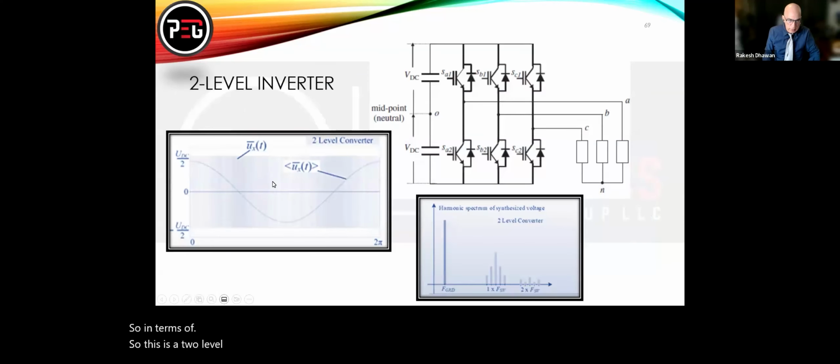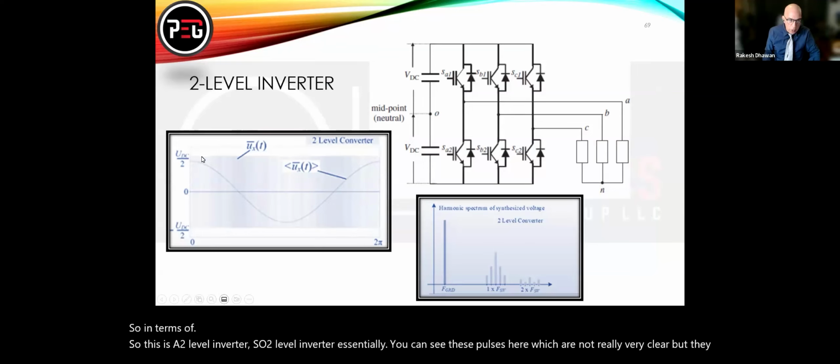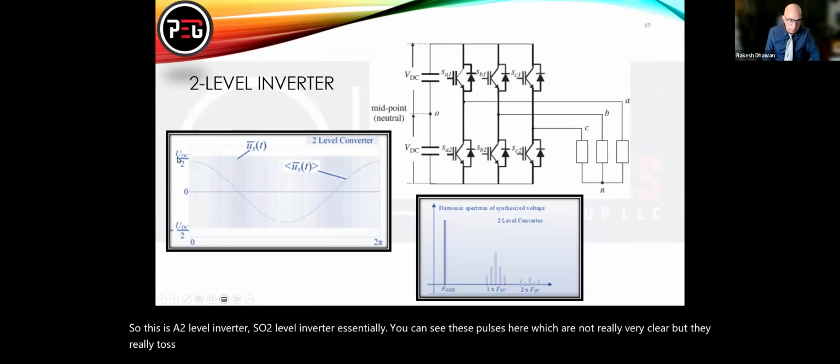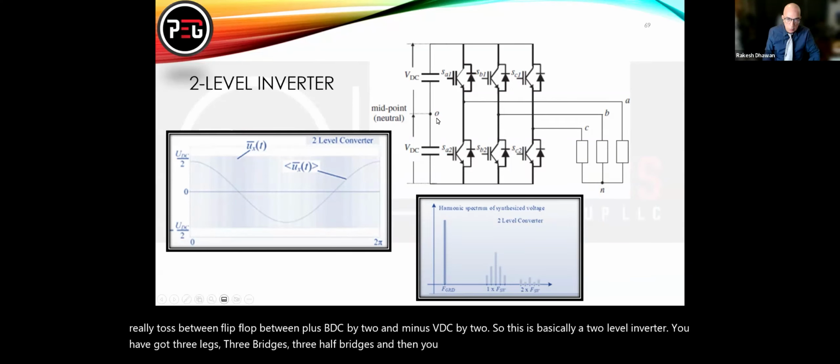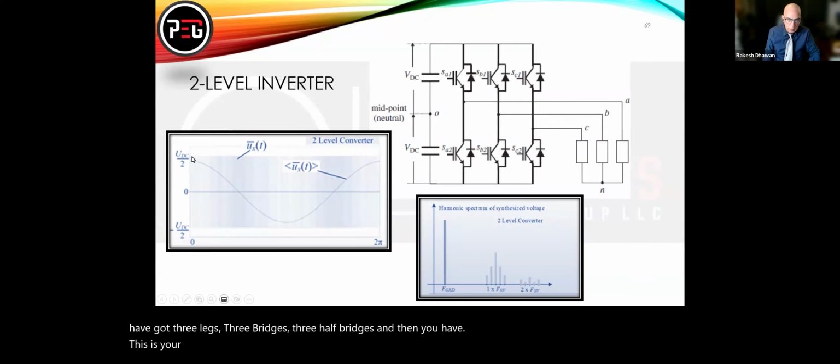In a two-level inverter, you can see these pulses here, which are not really very clear, but they flip-flop between plus VDC by 2 and minus VDC by 2. So this is basically a two-level inverter. You have three legs, three bridges, three half bridges, and then this is your midpoint. You are switching between plus VDC by 2 and minus VDC by 2.